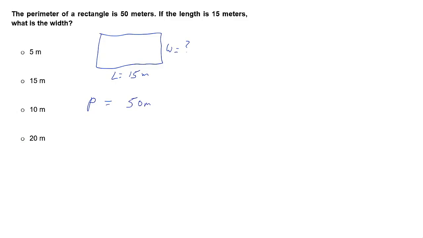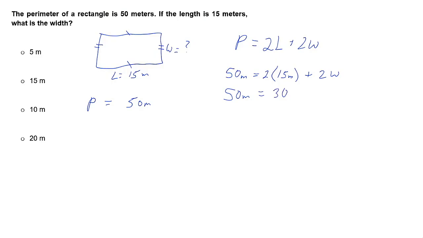So let's recall the equation for perimeter. Perimeter equals 2 times the length, so that's this side plus this side, plus 2 times the width, that's this side plus this side. So let's substitute in the information that we have. We have the perimeter is 50 meters, and we have the length is 15 meters, and we still don't have the width. Now let's work out the problem, and I think we have enough information to get there.